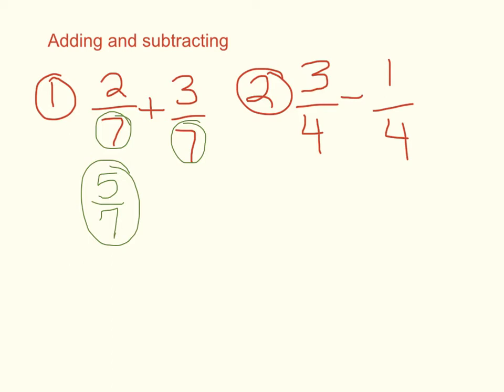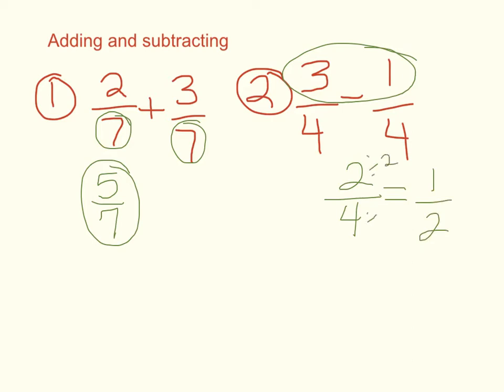Okay. Number 2, I have 3/4 minus 1/4. Again, my denominators are the same. So all I have to do is take my numerators and go 3 minus 1 is 2. So we have 2/4. Now, a couple things in algebra, you need to always make sure you simplify your fraction. 2/4 can be simplified to 1/2. Remember, 2 will go into both of them. So we're going to divide both of them by 2. 2 divided by 2 is 1. 4 divided by 2 is 2.